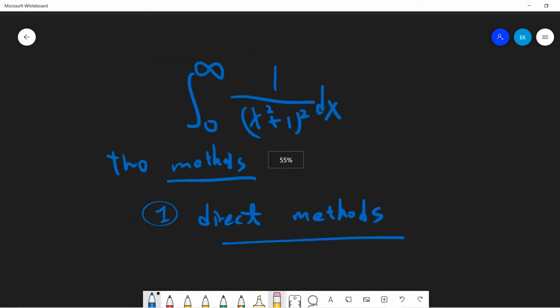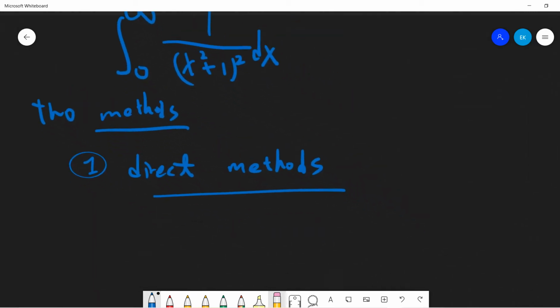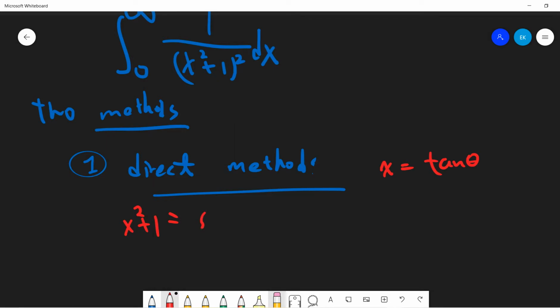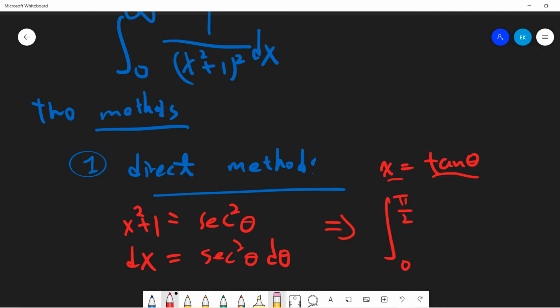Why do I say the direct computation method should work? Because this is a polynomial, right? The standard calculation would be to let x be tangent theta, and so x squared plus 1 will be secant squared, and dx will be secant squared d theta, since the differential of tangent is secant squared d theta. So the original integral becomes, from 0 to pi over 2, 1 divided by secant to the fourth, times secant squared d theta.